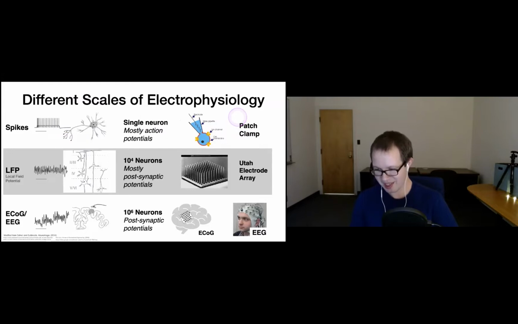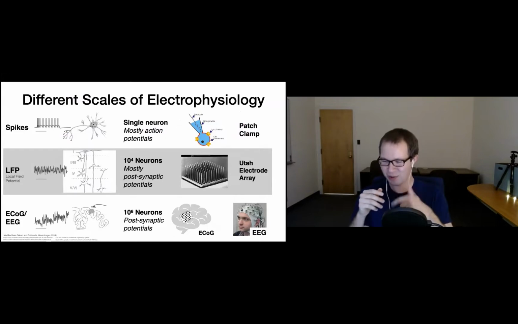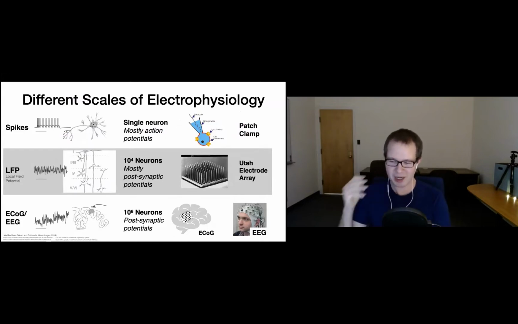You can't do it at scale because basically you put a pipette against a neuron and then you suck a piece of the skin out. And that allows you to actually record from the inside of the neuron. And since you also have a recording from the outside, you can get that membrane potential. That's how a patch clamp works.